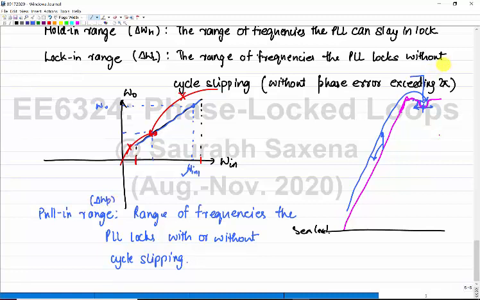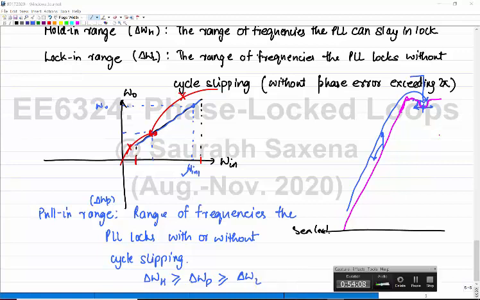If you just think about it, lock-in range is the most constrained. You do not want to have any cycle slipping. Pull-in is relaxed, and hold-in is even more relaxed, in the sense that no matter how you reach there, once you have reached there, it's fine. So what we normally have is hold-in range is greater than or equal to pull-in range, which is greater than or equal to lock-in range. We will see these acquisition ranges for different kinds of PLL in the coming classes. Okay, so I will stop here. If you have any questions, let me know.